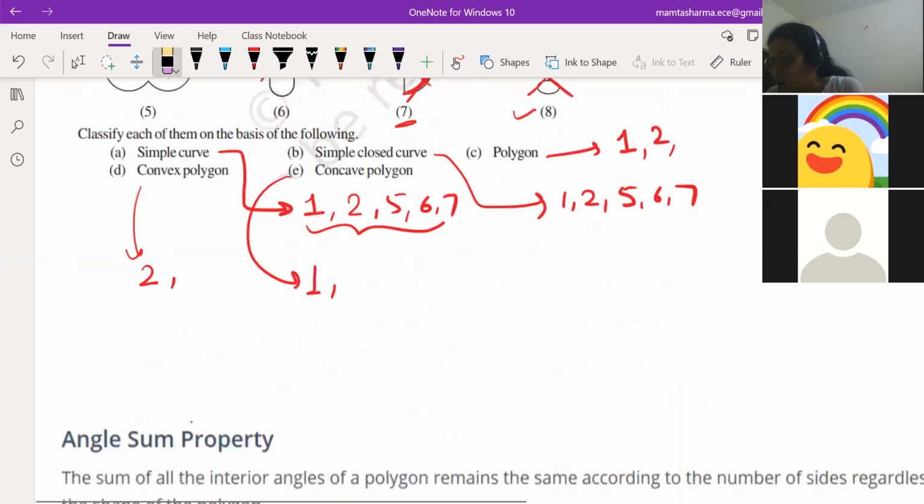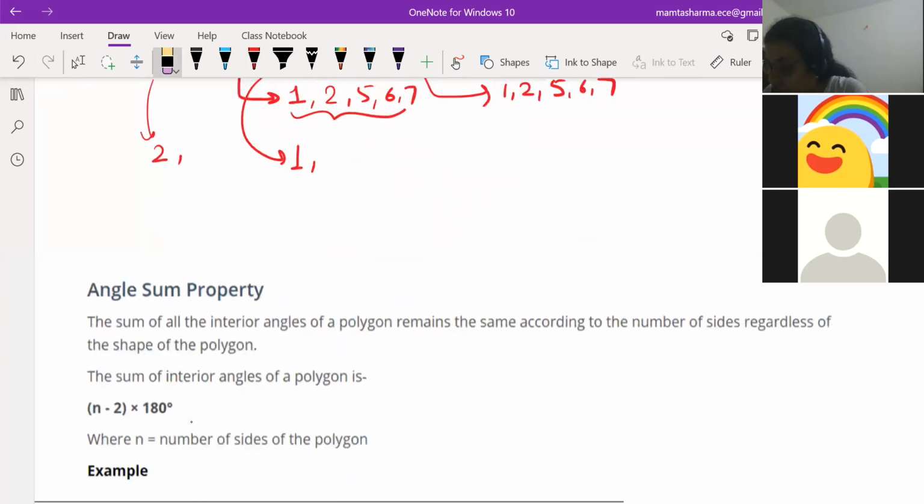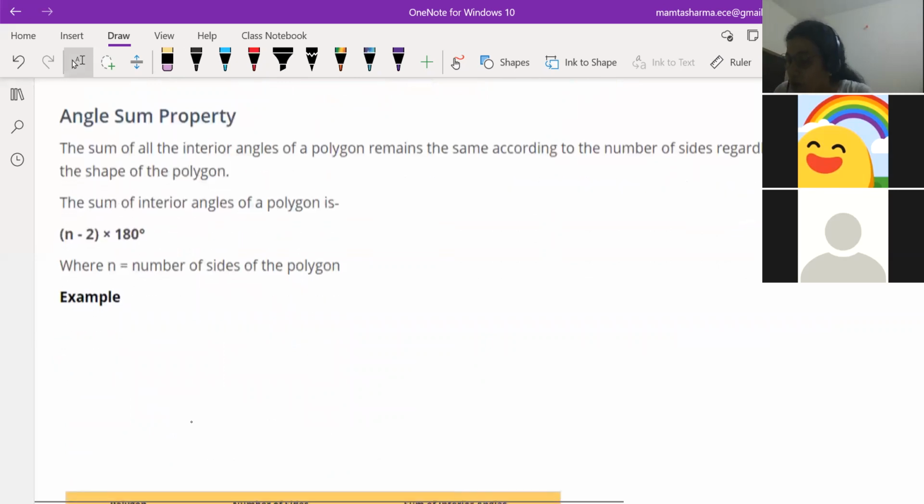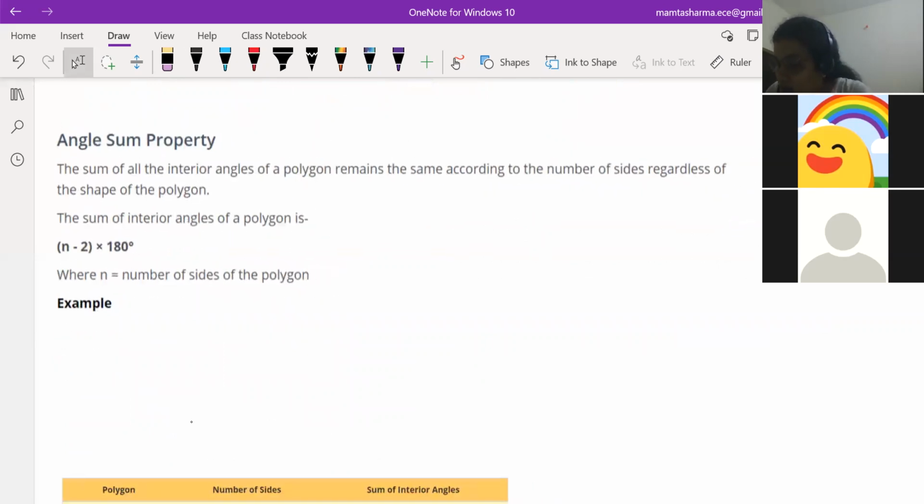Okay, practice these kinds of questions. Now we will see the most important property, the angle sum property. How will you find the sum of all the interior angles and the sum of all the exterior angles of any polygon? The formula is this one. We will see how this formula came.